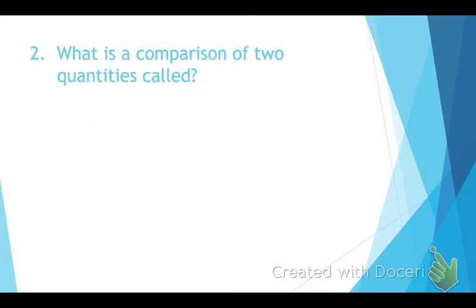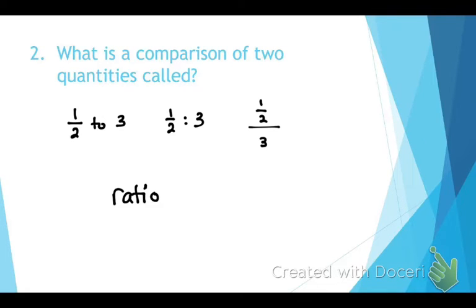Okay, so question number 2 here says, what is a comparison of two quantities called? Here's an example that I've told you before, like 1/2 to 3. Okay, we've also said you could write it 1/2 to 3. What was the other way we could do it? 1/2 divided by 3. All of those are ways that we're comparing two quantities. Does this help you? What is this called, guys? A ratio.